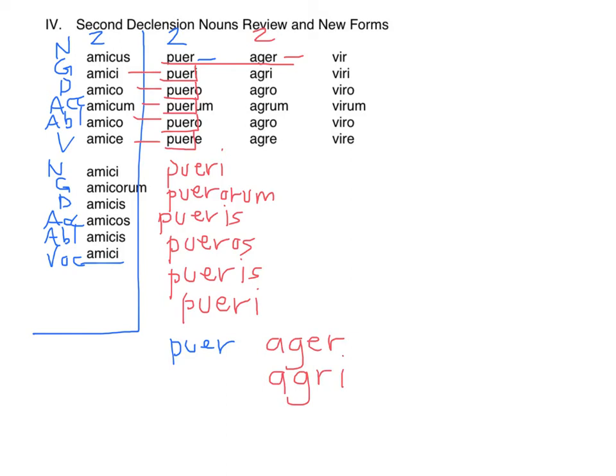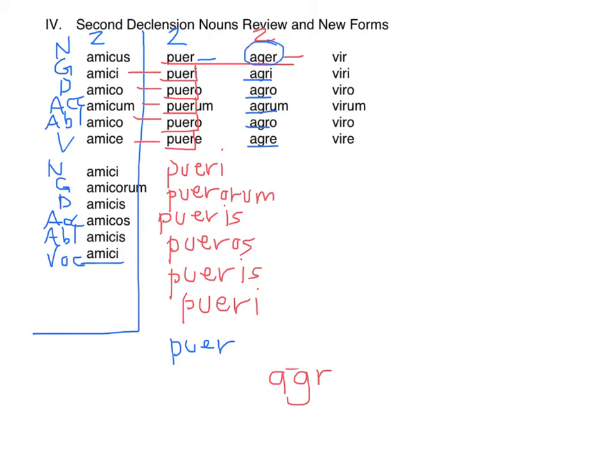So the nominative is alone in having an E in the theme. That's why you always go to the genitive to find the theme. You take the genitive form, you drop the I, and then you have the theme for the rest of the word. You'll note that it never has an E except in the nominative.